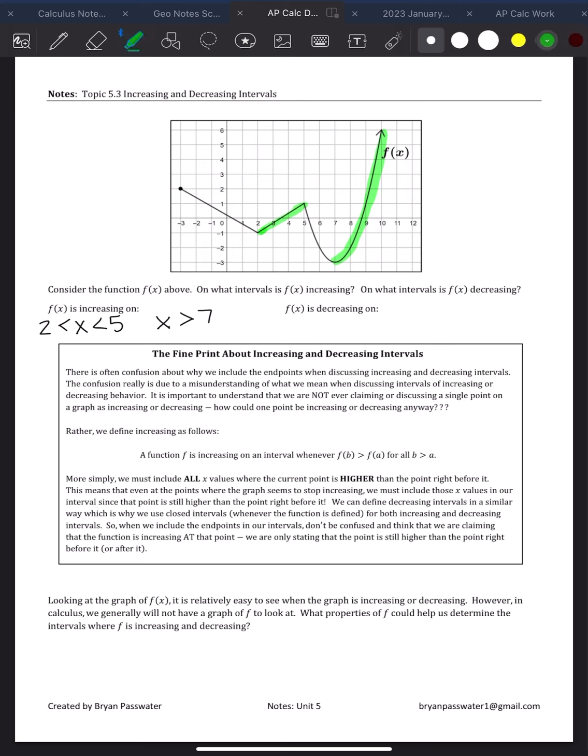When we are decreasing, we're looking at the same thing except we are looking at where the slope is negative. These are our other pieces on our graph. So between -3 and 2, and between 5 and 7.